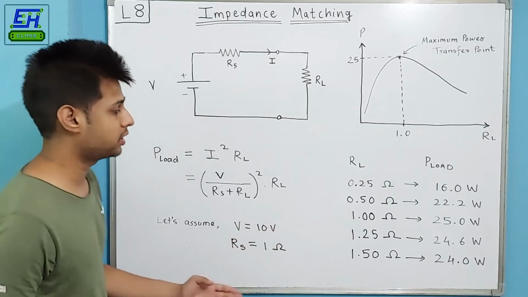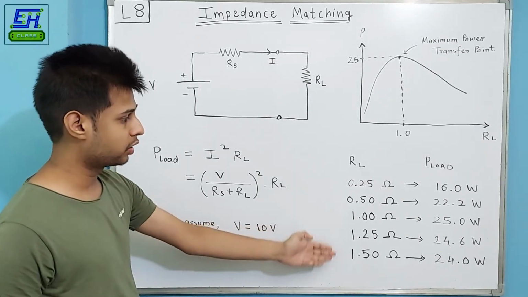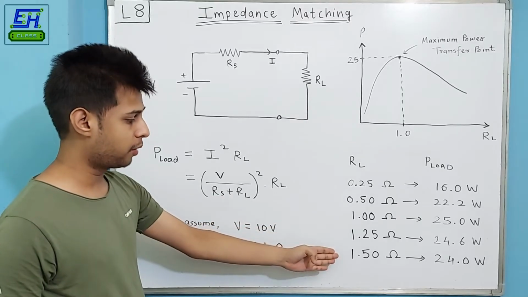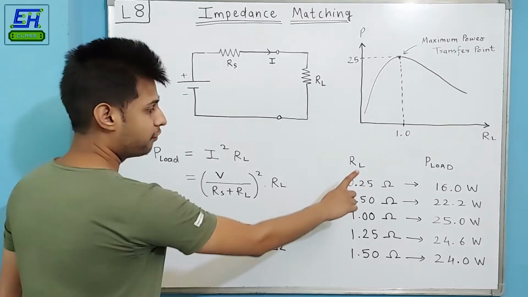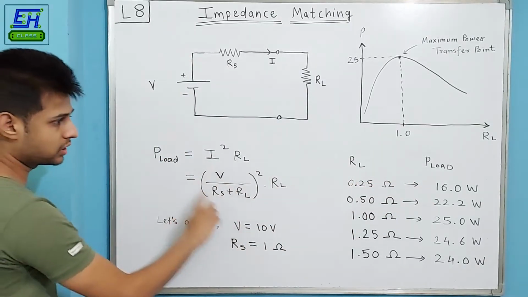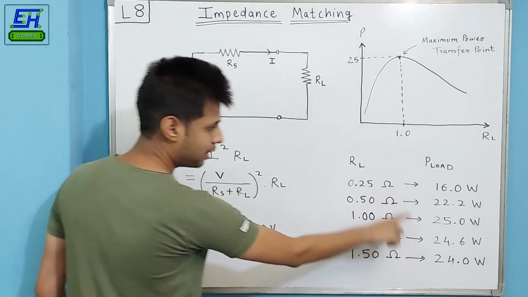For the sake of demonstration, we have taken 5 different values for the RL. You can see 0.25, 0.51, 1.25 and 1.5 ohms. We'll also record the corresponding power delivered to the load using this equation, and you can see these are the different values which are recorded.